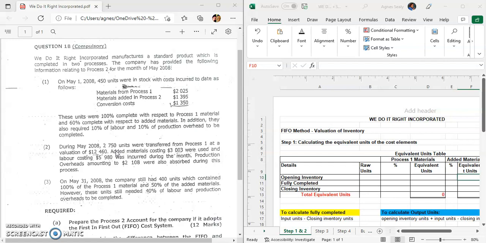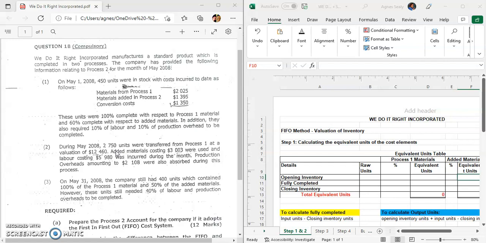So they're looking at the cost of the 2,750 units that were moved from process 1 into process 2, because remember we stated that you have to value the inventory at each stage, and these are the cost elements in these 2,750 units that were in process 1. So output in process 1 is now input in process 2.